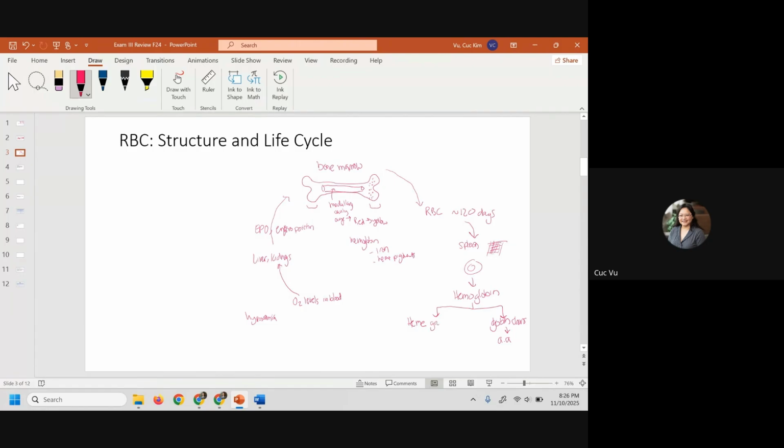Now, the heme groups look like this. Little pinwheels. 4 of them, as a matter of fact. 4 hemes to 1 hemoglobin. So technically it can bind to how many molecules of oxygen? 4. Now the heme can be broken down into the pigments and the iron.